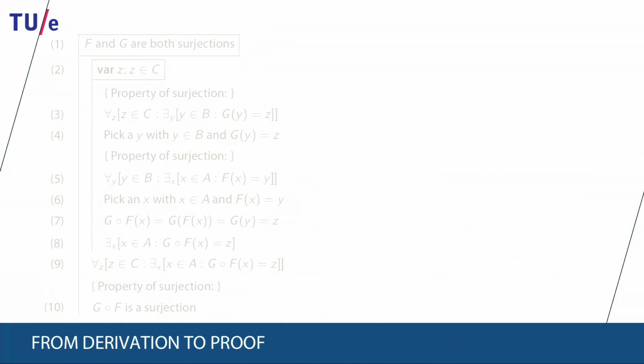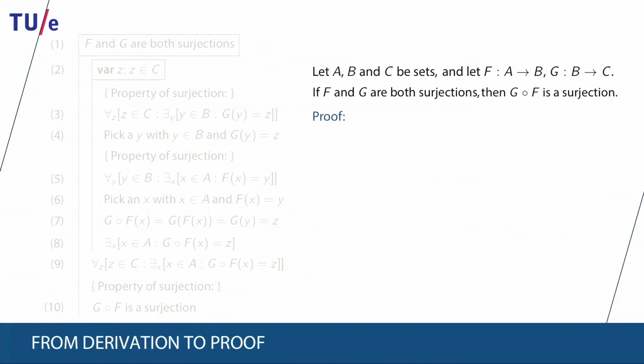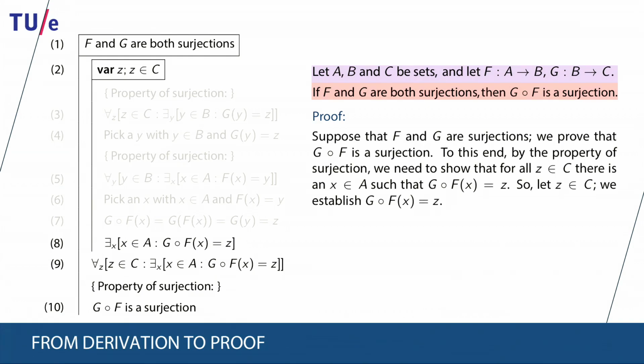We proceed to transform our derivation into a more readable proof. Let's first state again the lemma. It consists of a declaration of A, B and C, F and G, and states as a main goal to prove that if F and G are both surjections, then so is their composition. Backward reasoning is used to simplify the goal.